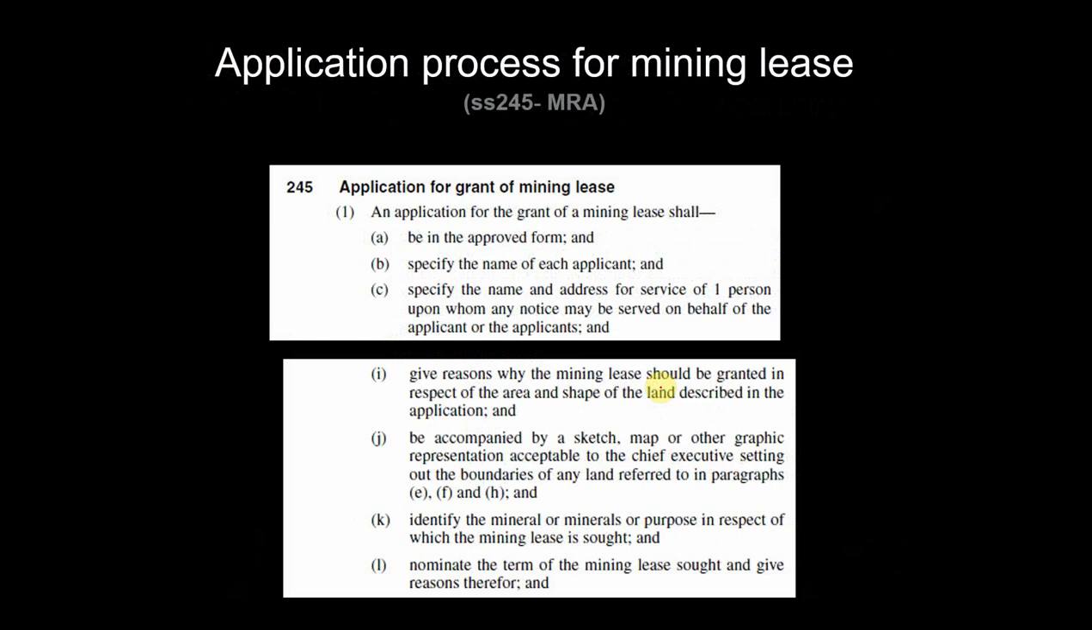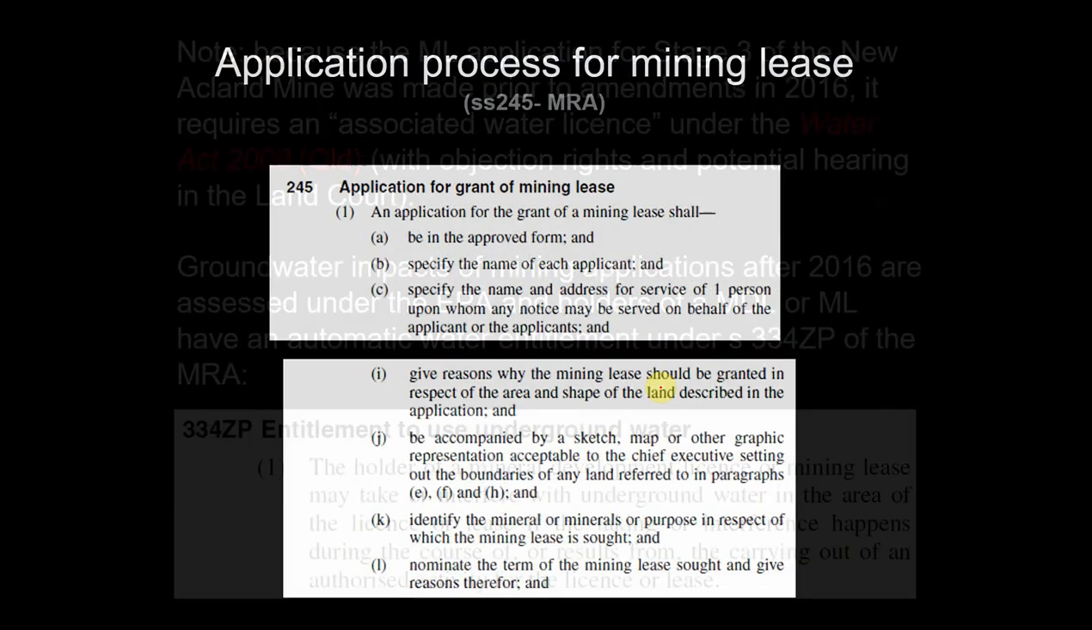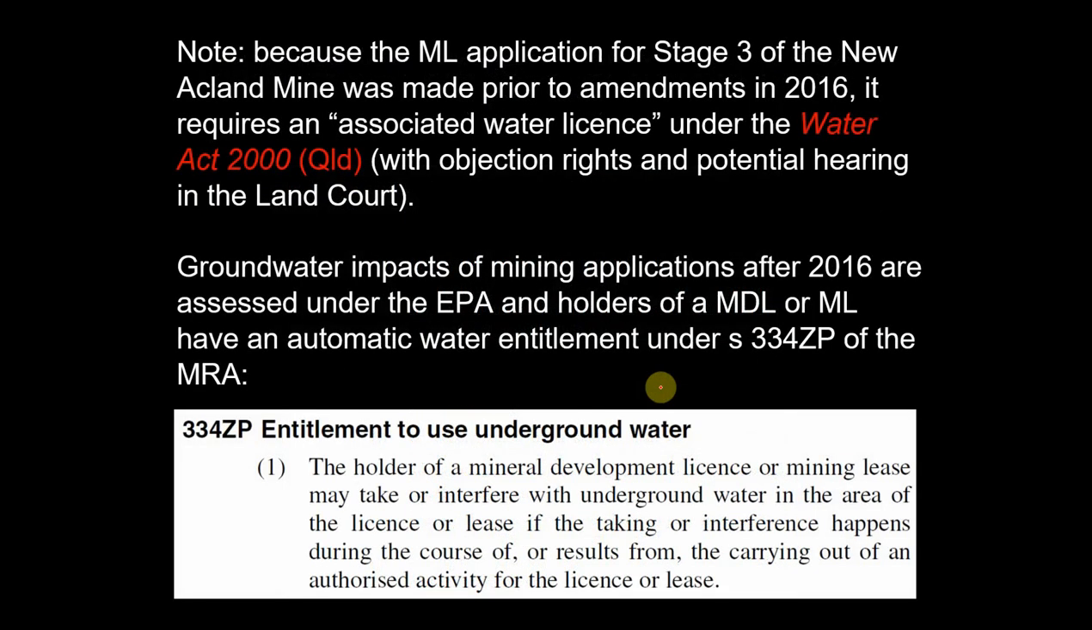So the grant of a mining lease, the process is, on paper, pretty straightforward. There's objections. Anyone can object to the grant of a mining lease. I just would note at this point that because the mining lease application for stage three of the New Acland mine was made prior to amendments in 2016, it requires an associated water license under the Water Act, with objection rights and potential hearing in the Land Court.